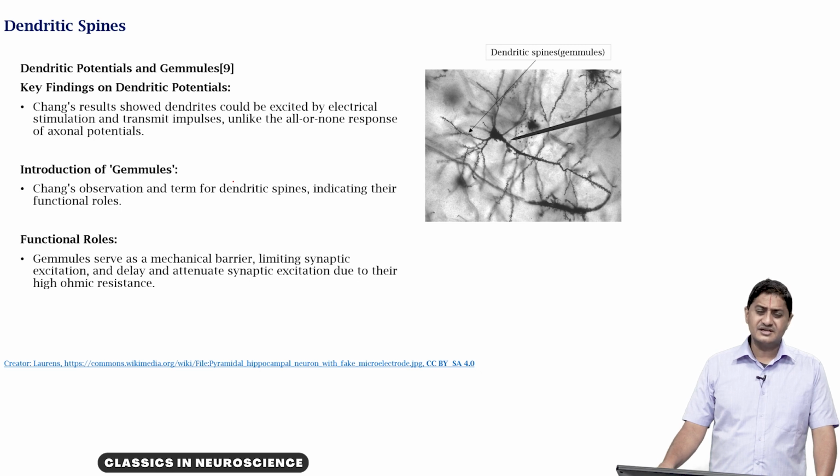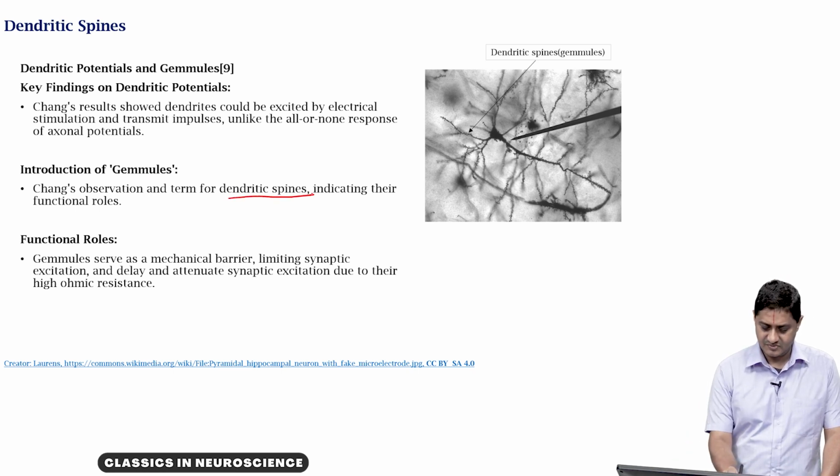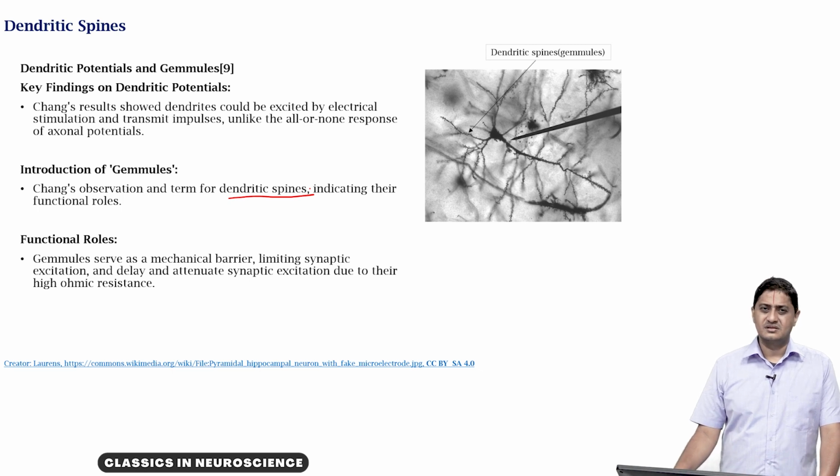Chang showed that dendrites could be excited by electrical stimulation and transmit impulses. Unlike the all or none impulses that happens in axons, these potentials were rather not all or none, but rather graded potentials. Chang introduced this terminology gemmules, a name he gave for dendritic spines that highlighted its functional roles.